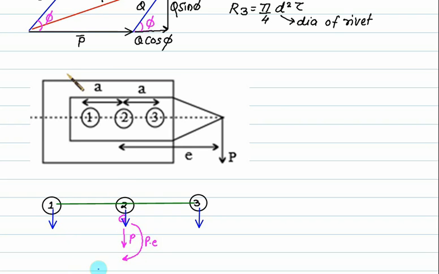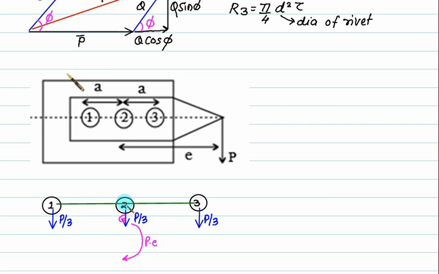This is basically the primary shear force. This value is P by 3, this value is also P by 3, and this value is also P by 3. Primary shear. So this P is equally divided between these three. The secondary force should act at 3, 2 and 1 in such a way that it will cause a moment about the center of the rivet system in a clockwise direction.